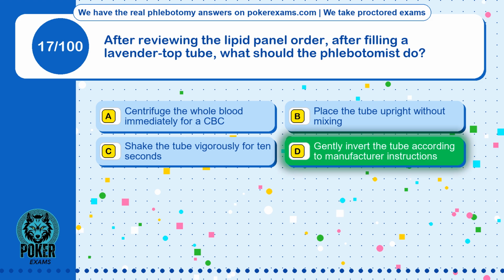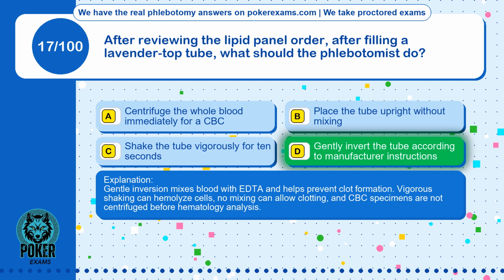The correct answer is option D. Gently invert the tube according to manufacturer instructions. Gentle inversion mixes blood with EDTA and helps prevent clot formation. Vigorous shaking can hemolyze cells, no mixing can allow clotting, and CBC specimens are not centrifuged before hematology analysis.